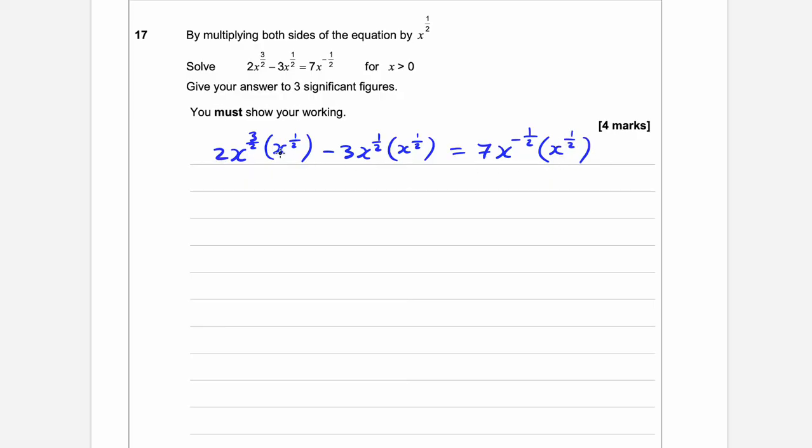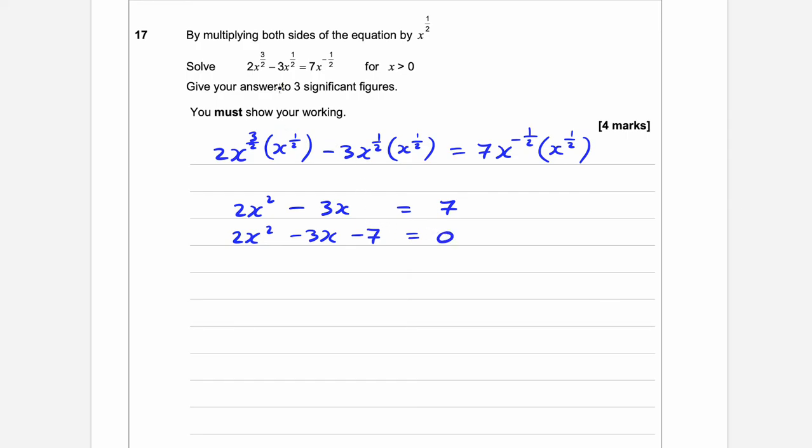Okay, this one becomes 2x squared, because 3 over 2 plus 1 over 2 is 4 over 2, which is 2. Minus, this becomes 3x, because x to the half times x to the half, add the powers, half plus half is 1, so it's x to the 1. And then this becomes minus half plus half is 0, so it's x to the 0, which is 1, so that just equals 7. So I'm just left with 2x squared minus 3x minus 7 equals 0.